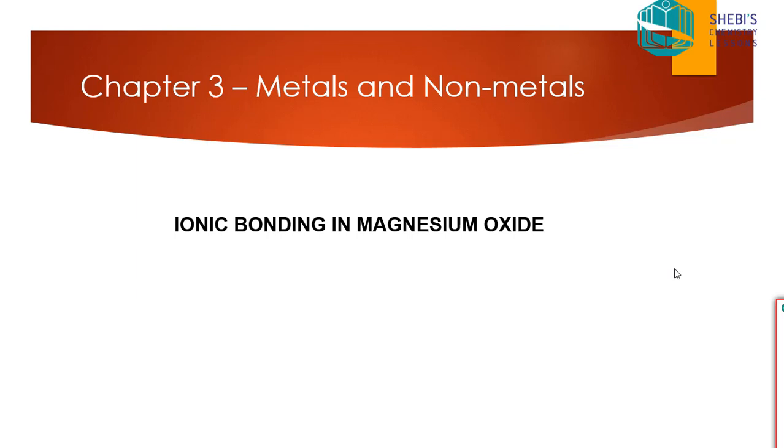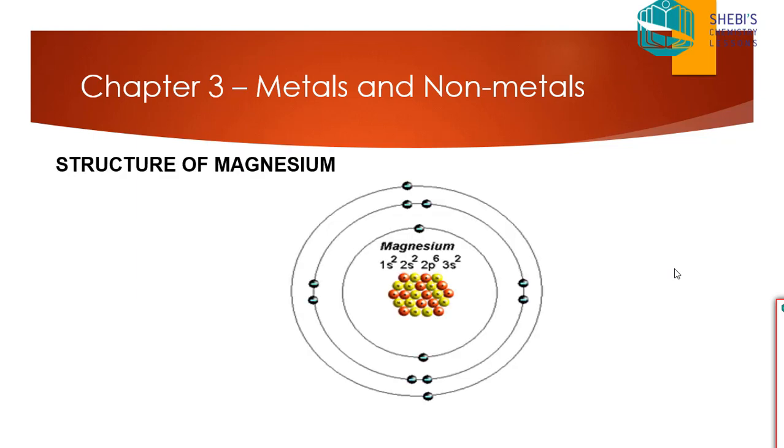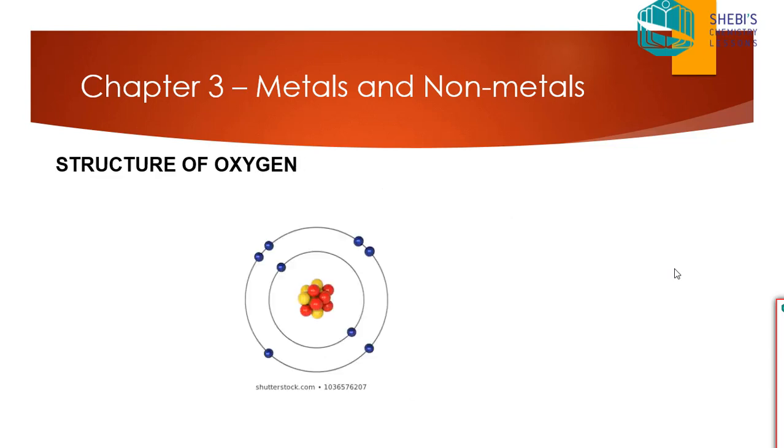Ionic bonding in magnesium oxide. Magnesium oxide has the chemical formula MgO, isn't it? We already learned how to write chemical formulas in 9th standard. Hope you remember. So, MgO. Here is the structure of magnesium. Magnesium atomic number 12, configuration 2, 8, 2. As we discussed just now, magnesium is ready to donate 2 electrons from the outer shell, right? What about oxygen? Oxygen has atomic number 8.